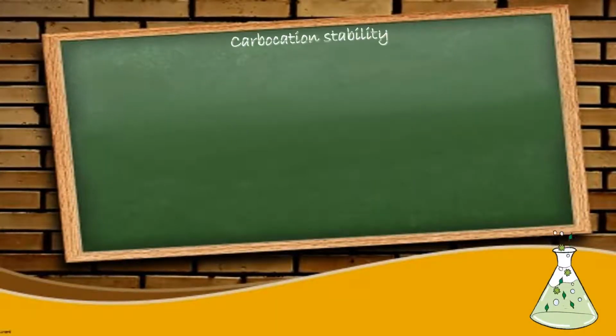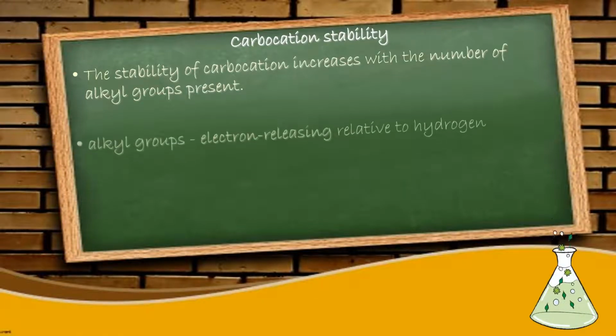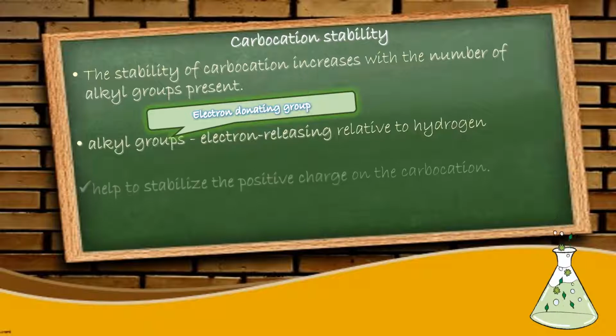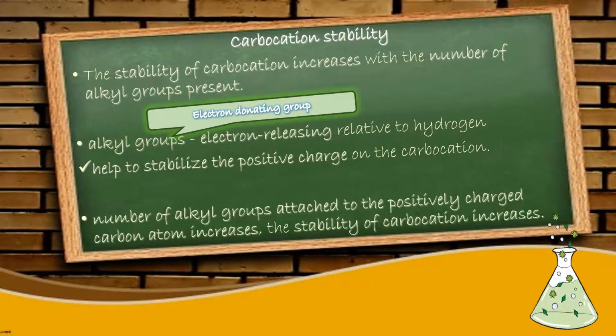Carbocation stability. The stability of carbocation increases with the number of alkyl groups present. Alkyl groups, also known as electron-donating groups, are electron-releasing relative to hydrogen, which will help to stabilize the positive charge on the carbocation. As the number of alkyl groups attached to the positively charged carbon atom increases, the stability of carbocation increases.